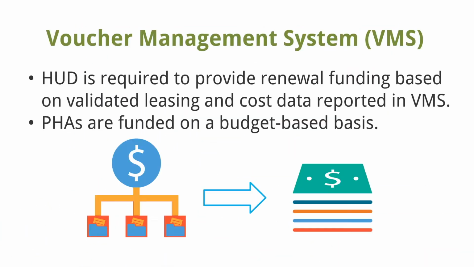HUD is required to provide renewal funding based on validated leasing and cost data reported by PHAs in the Voucher Management System, or VMS. PHAs are funded on a budget-based basis, also referred to as re-benchmarking, which means a PHA's prior year spending determines the following year's budget authority. In other words, the more you spend, the more renewal dollars will increase the following year.